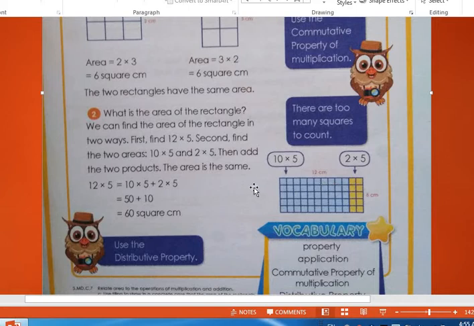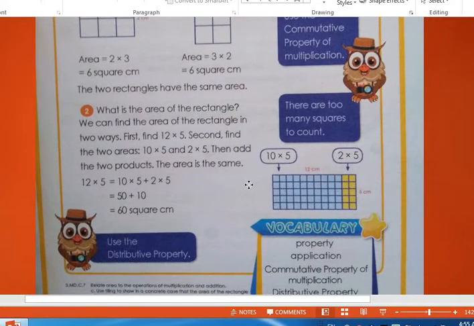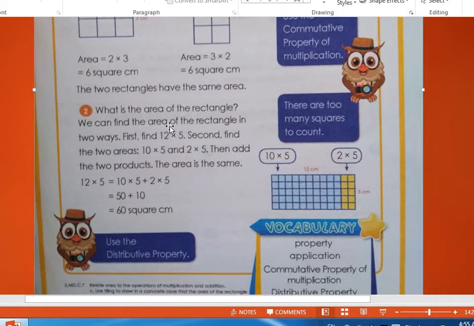This one was in your quiz. I know most of you did it very well. I know you are smart students. What's the area of this rectangle? All of you are smart. What's the area of this rectangle?